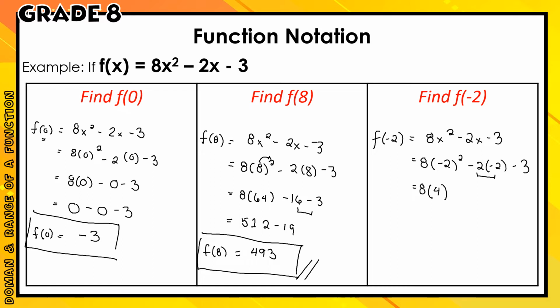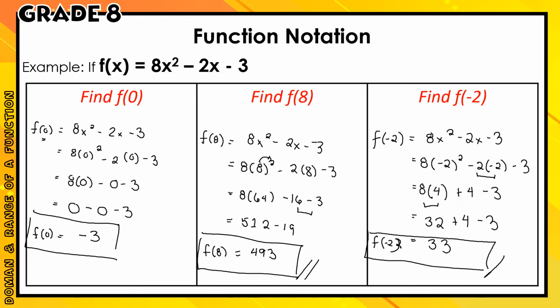So we have positive 4, minus 3. Then 8 times 4 is 32, plus 4, minus 3. If we solve 32 plus 4 minus 3, we have 36 minus 3, and the answer is 33. And that is the value of f of negative 2. Just substitute the given value for x into the given equation.